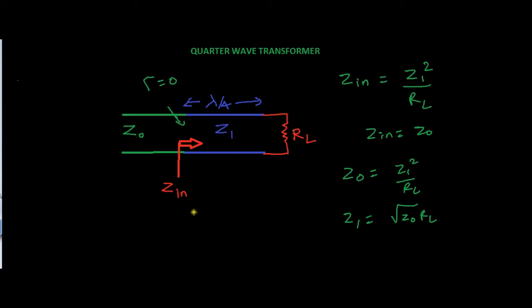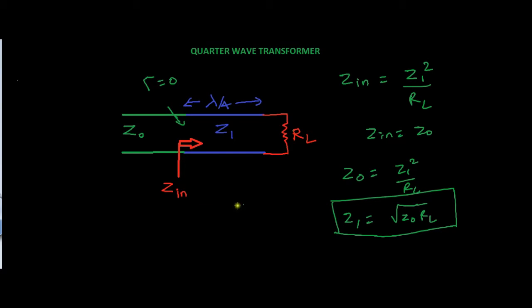Okay, so the final conclusion is, by introducing a transmission line with impedance Z1, the value of which will be calculated using this equation, having lambda by 4 length, it is possible to match the source with the load impedance, and no power will be reflected back.